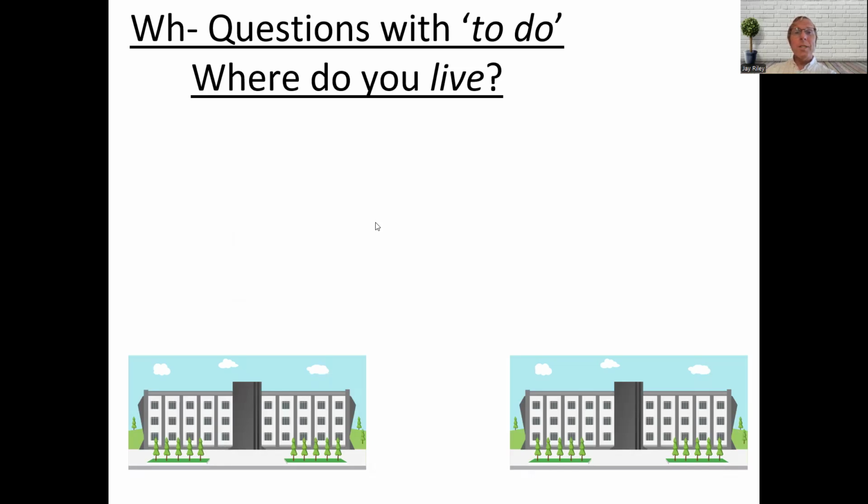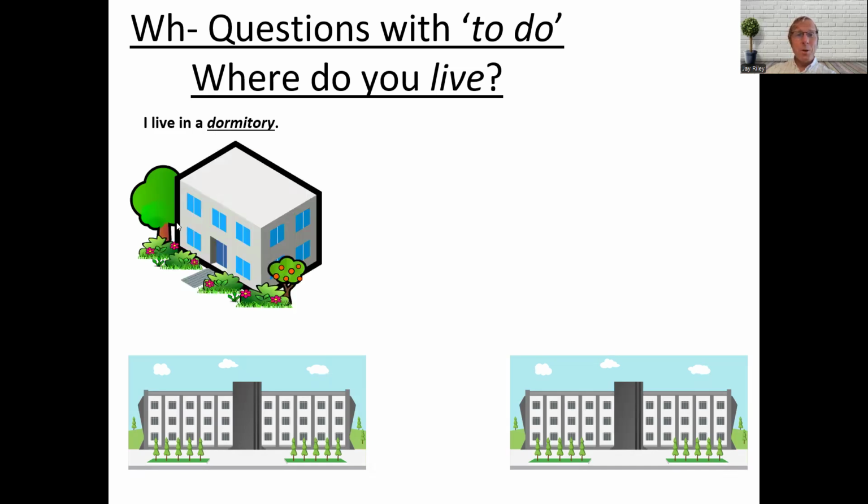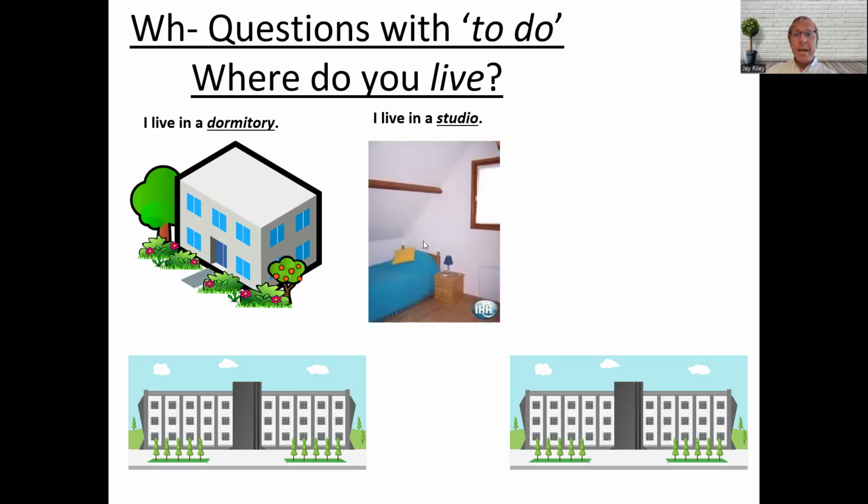Now let's go to more WH questions with to do. Where do you live? I live in a dormitory. A dormitory is a building where students live. It's on the campus of the school. This is a dormitory. You can say, I live in a studio. A studio is a small apartment with just one room.